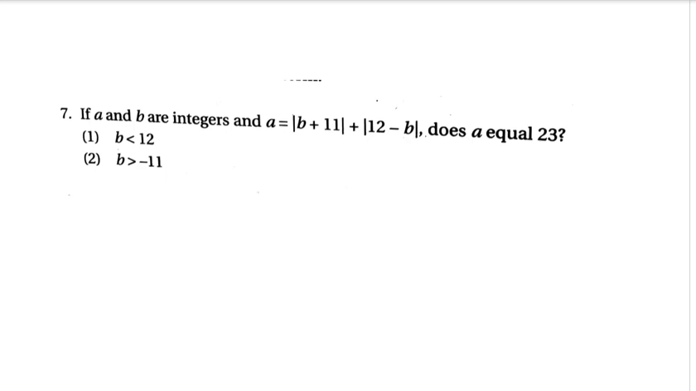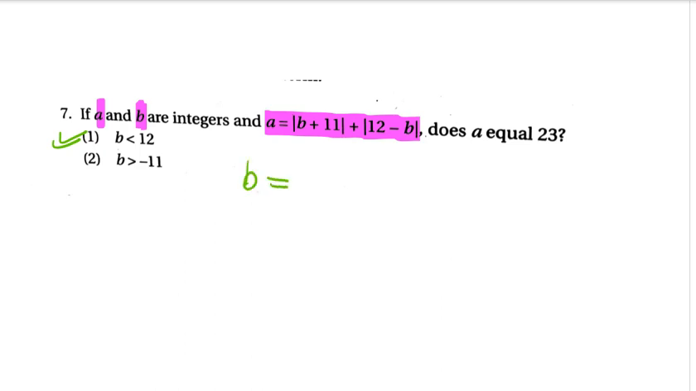Okay, so the seventh question says if A and B are integers, there are two integers given to us. We have to assume two integers, A and B, such that there is a condition given: A is equal to mod of B plus 11 plus mod 12 minus B. And the first condition given in this is that B is less than 12. So the best way to do this sum is to put values.